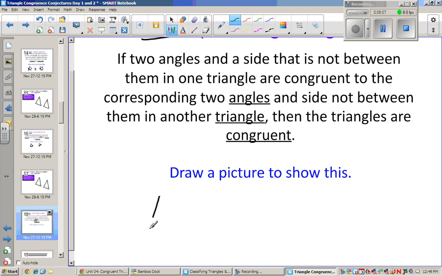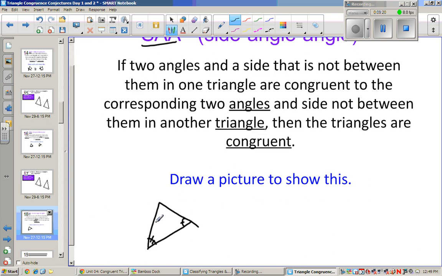What we want you to draw is showing that we have 2 angles and a side that's not between them. So side angle angle or angle angle side has to be one of these 2. So let's take that one. So these 2 would have to be congruent triangles, because you have 2 angles and the side not between them.